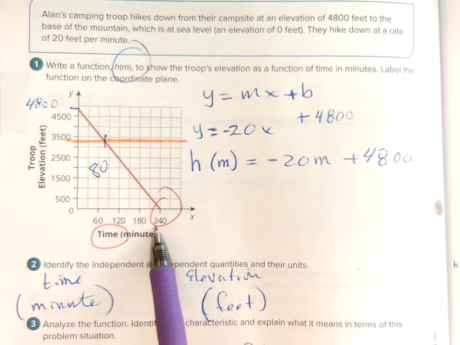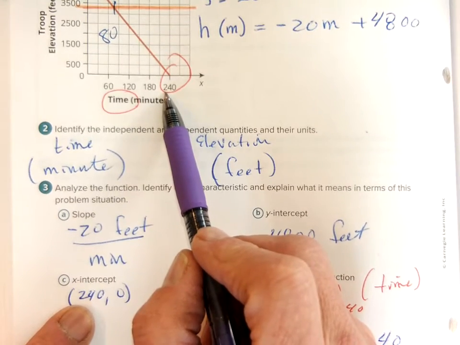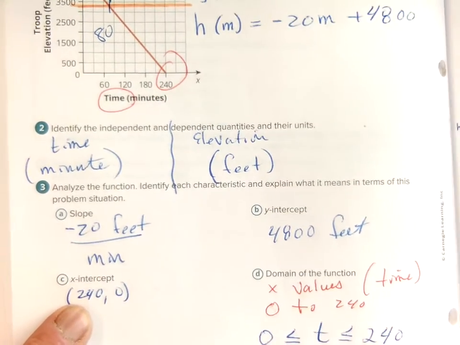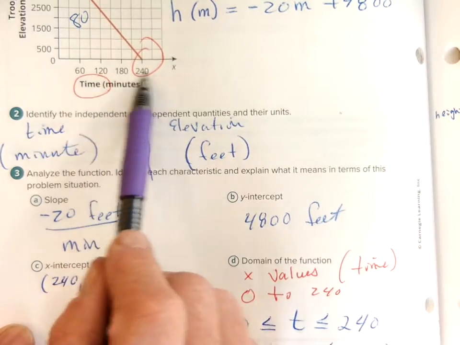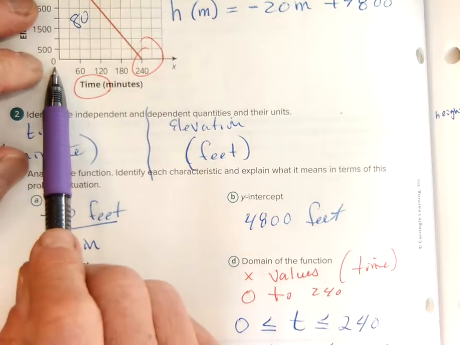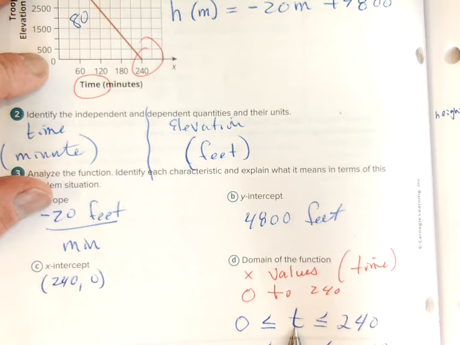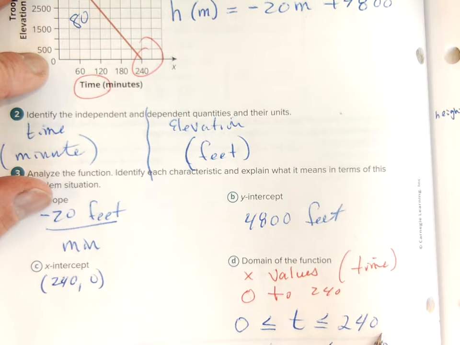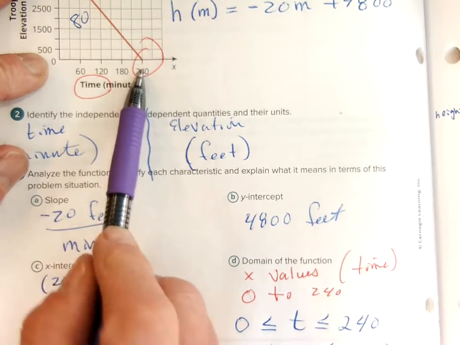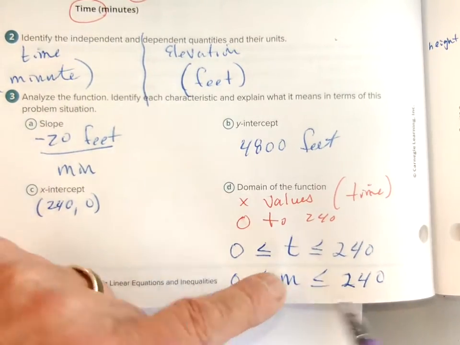The x-intercept, if we look at the graph, is at (240, 0), and the domain. Now the domain is normally the x values, but in this case it's time in terms of minutes, so it is from 0 to 240. That's our domain. So we wrote it like this. Our time is between 0 and 240 minutes, which represents all of the time that we're hiking. We're hiking from 0 to 240 minutes. That's our domain, okay? And of course we changed it to m because that's the variable they wanted us to use, m for minutes, okay?